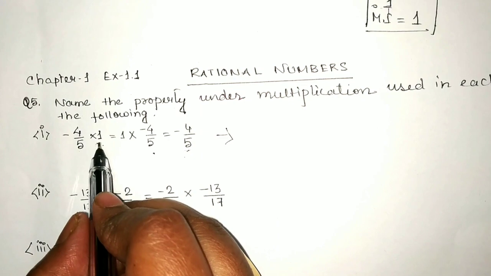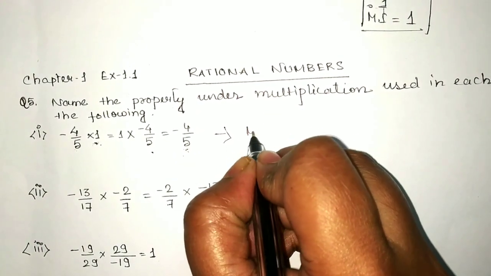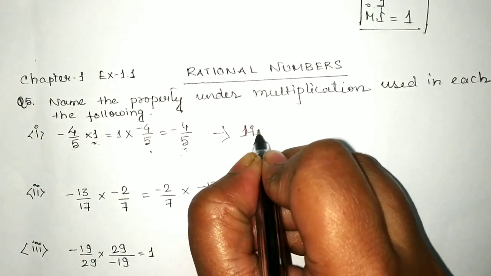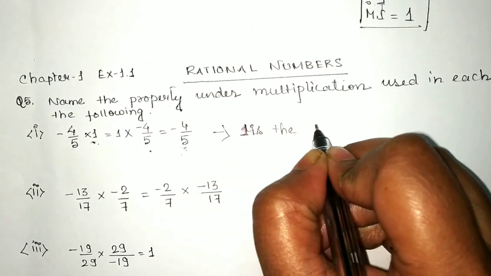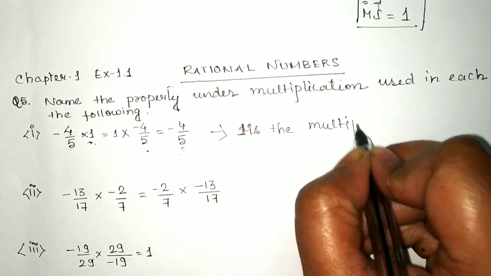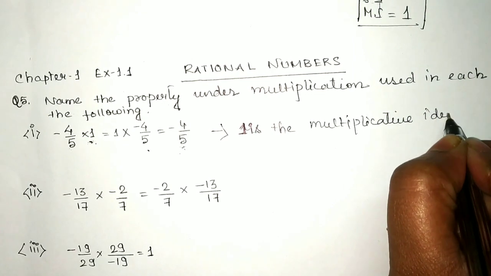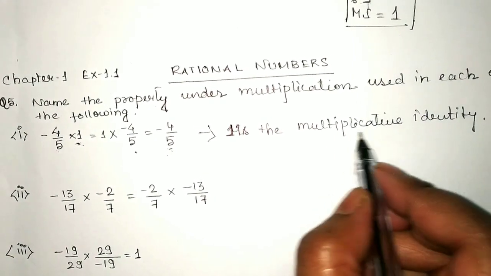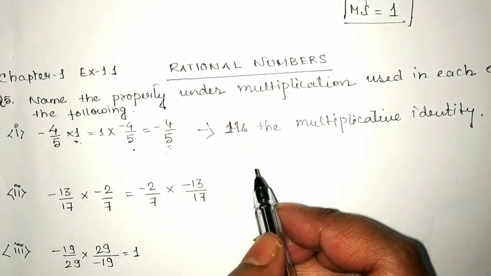If you multiply 1 with any number, we get the same number. That's why 1 is said to be multiplicative identity. So we will write 1 is the multiplicative identity. Identity means same, and after multiplying we are getting the same answer. That's why 1 is said to be multiplicative identity.